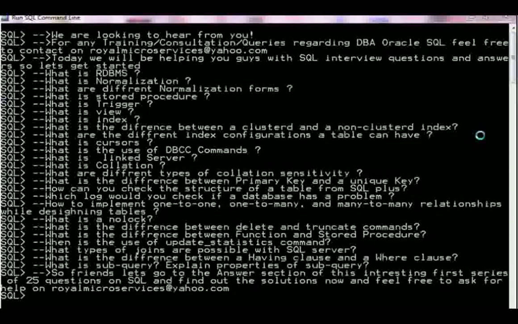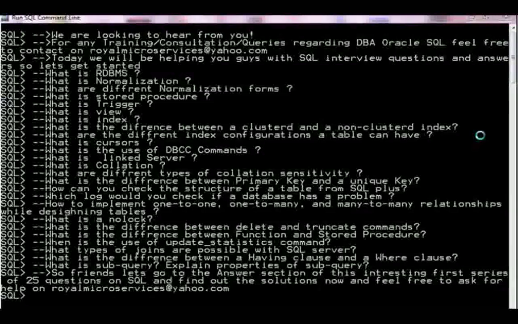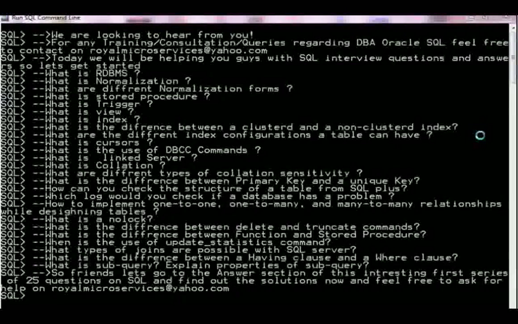What is the use of DBCC commands? DBCC stands for Database Consistency Checker. We use these commands to check the consistency of the databases, that is maintenance, validation tasks, and status checks. Example: DBCC CHECKDB ensures that tables in the DB and the indexes are correctly linked.